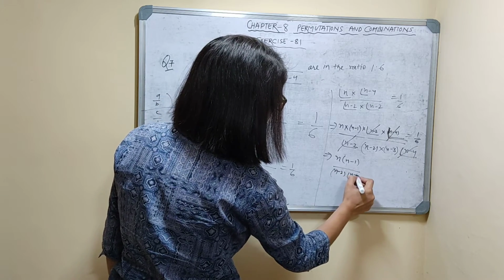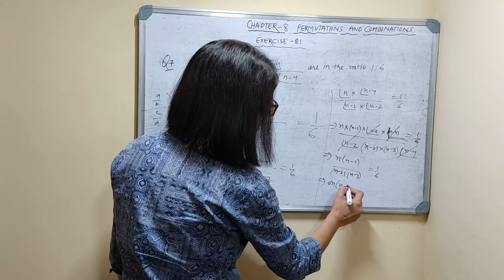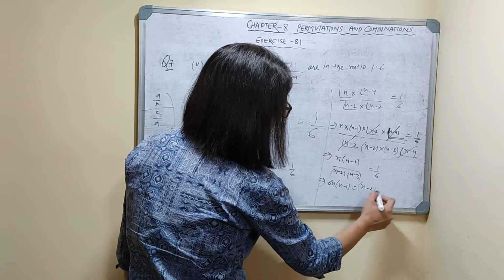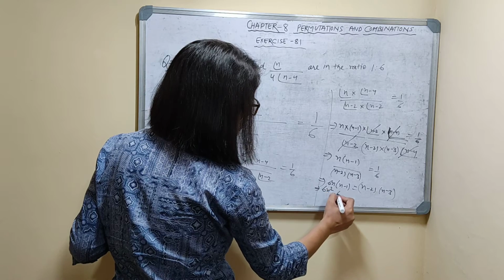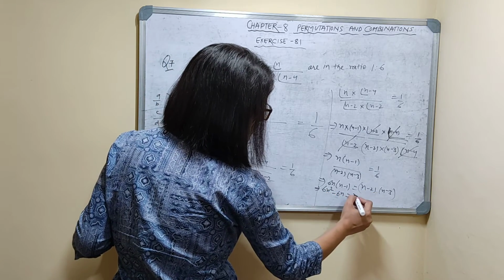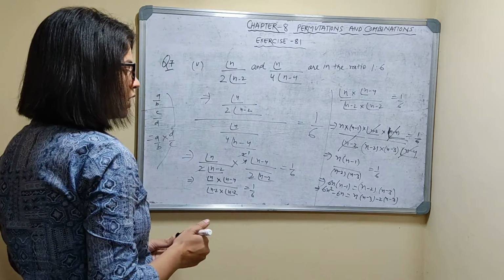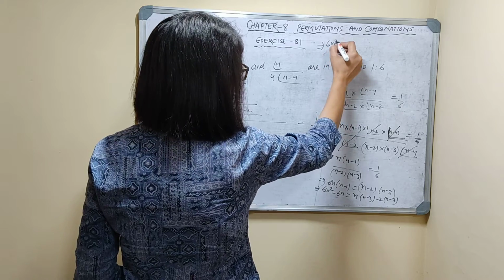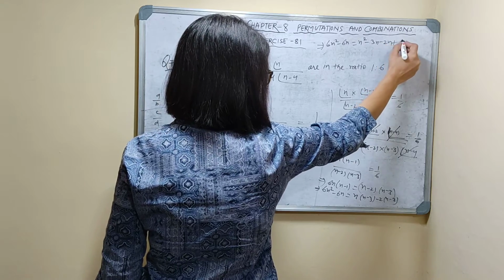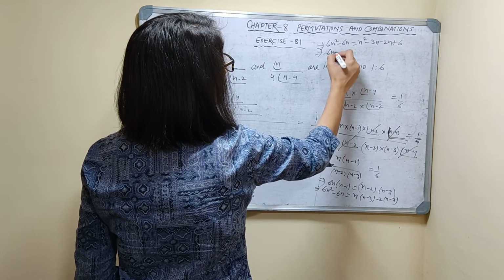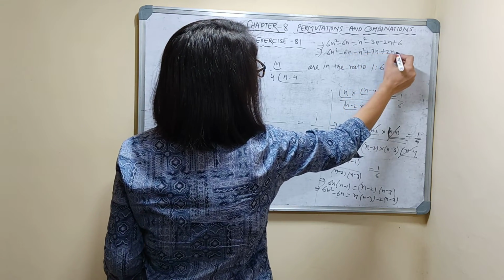n minus 2 into n minus 3 is equal to 1/6. So by cross multiplication you will get 6n into n minus 1 is equal to n minus 2 into n minus 3. So it will be 6n square minus 6n is equal to n into n minus 3 minus 2 into n minus 3. So how will you write? 6n square minus 6n is equal to n square minus 3n minus 2n plus 6. So you will get 6n square minus 6n minus n square plus 3n plus 2n minus 6 is equal to 0.